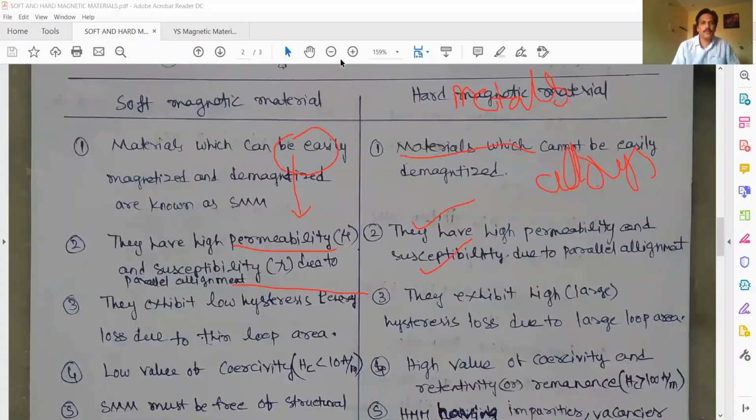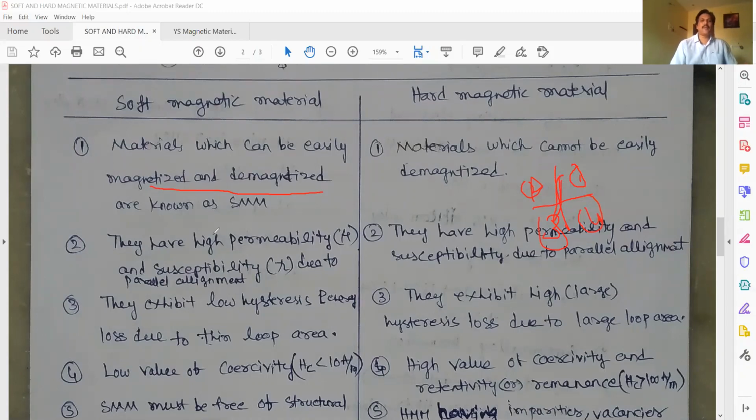So soft magnetic materials are the materials which can be easily magnetized and demagnetized. There are four quadrants. In the four quadrants, the first quadrant is called magnetization, the second quadrant is called demagnetization. This is the first quadrant, this is the second quadrant, this is the third quadrant, and this is the fourth quadrant. These soft magnetic materials easily magnetize and easily demagnetize. That's why they are said to be soft magnetic materials.